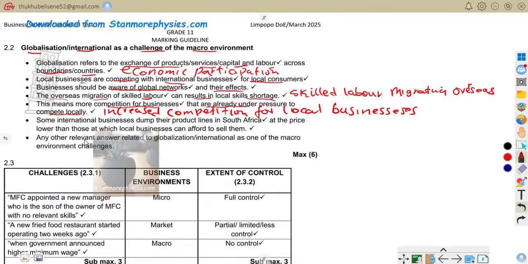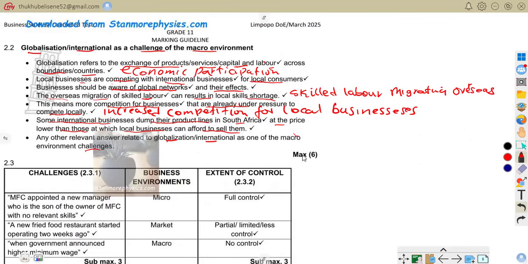It further goes on to say some international businesses dump their product lines in South Africa at a price lower than what local businesses can afford to sell them for. So here we are talking about dumping of cheap products in South Africa. Foreign companies sell goods at very low prices to gain market share. Any other relevant answers related to globalisation or international macro environment challenges are accepted.